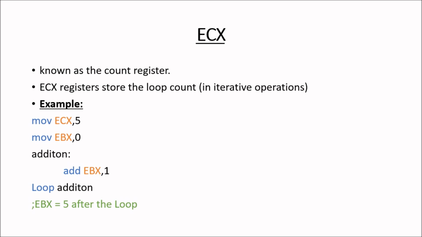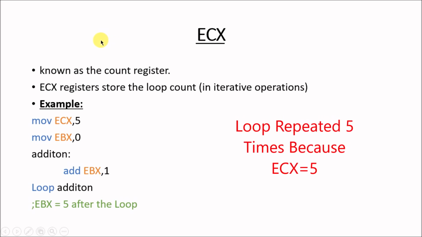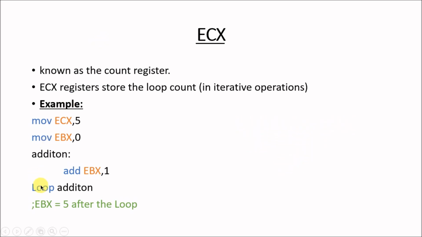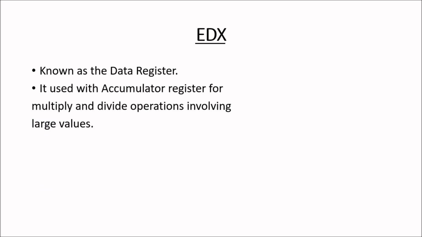Next we have the count register. The ECX register is used by loop instruction to store the loop count. The value of ECX determines how many times a loop will repeat a sequence of instructions. Next we have the data register, which is used with accumulator register for multiply and divide operations involving large values.